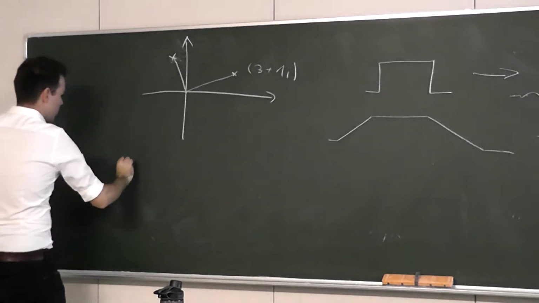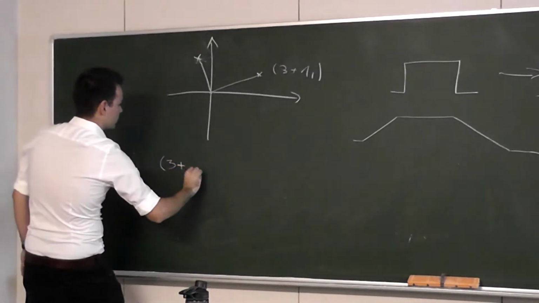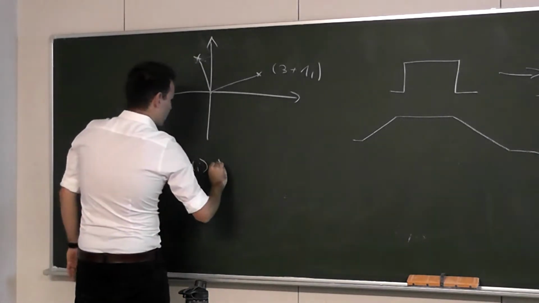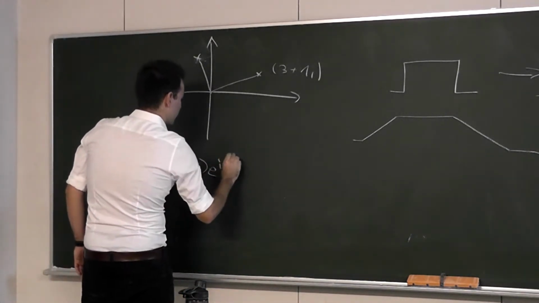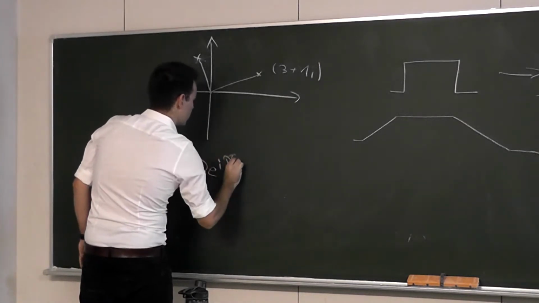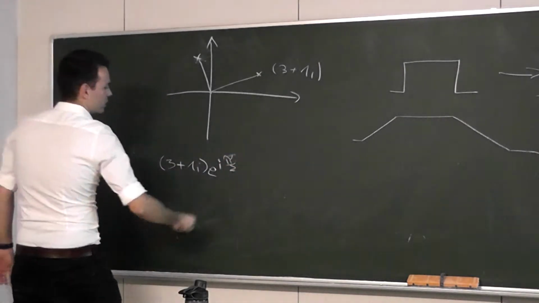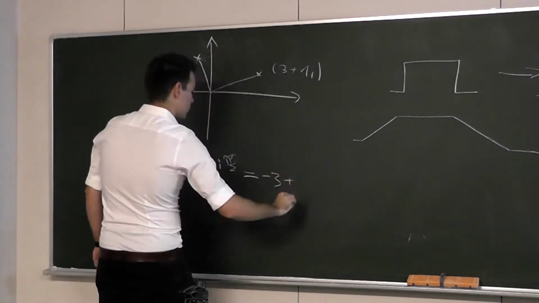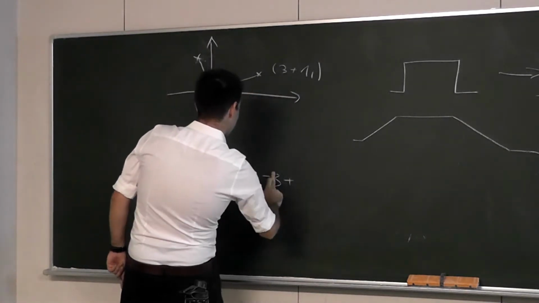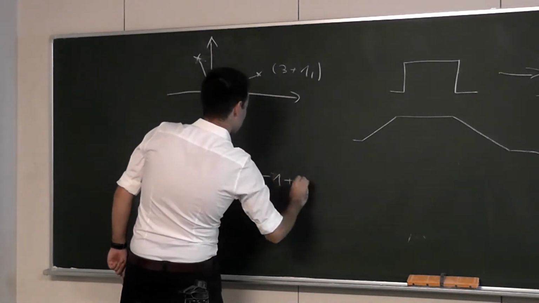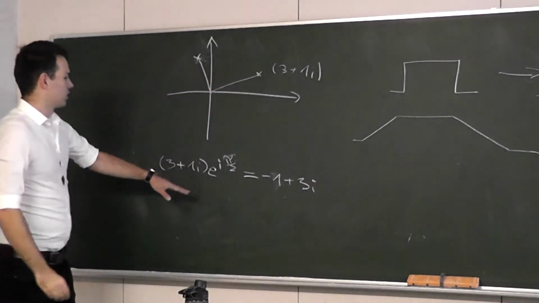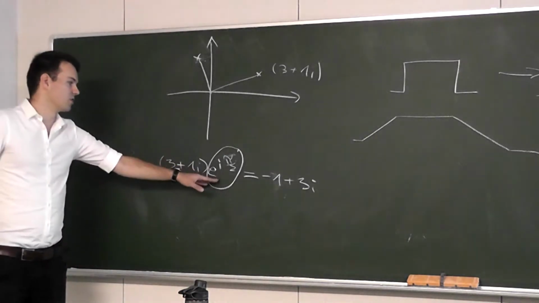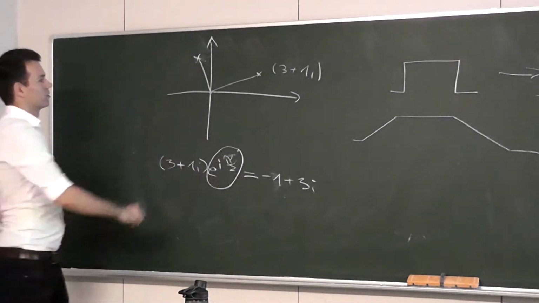write it like this. You can write 3 plus 1i times e to the i pi half. And then you get the rotated number. No, it's actually, this is -1 plus 3i. So this is how complex numbers could describe rotations very easily.